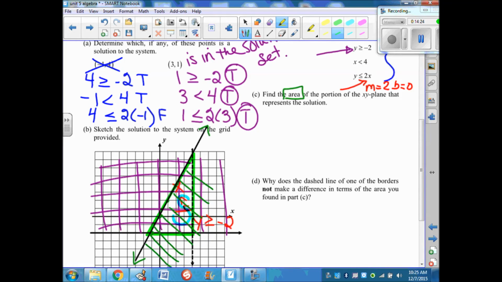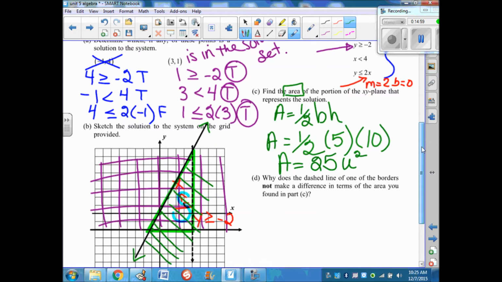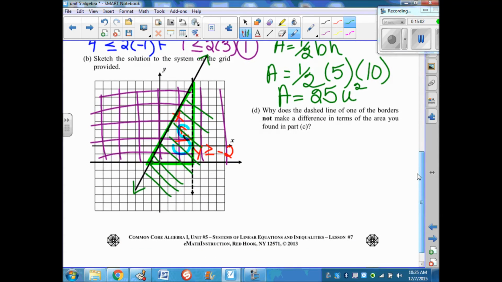Highlight that. So the area formula for a triangle, 1/2 base times height. So 1/2 the base of that triangle, 1, 2, 3, 4, 5. And then the height of it, 3, 4, 5, 6, 7, 8, 9, 10. The area of that triangle is 5 units squared. We don't know what the units are, so we're just going to put units squared.